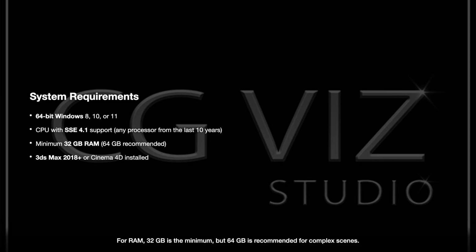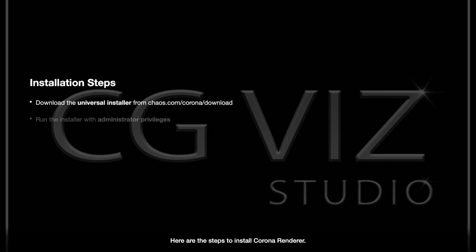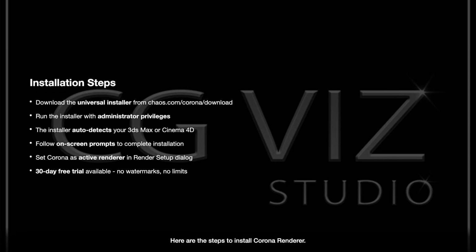For RAM, 32 GB is the minimum, but 64 GB is recommended for complex scenes. And you need 3ds Max 2018 or newer, or Cinema 4D installed on your system. Here are the steps to install Corona Renderer.